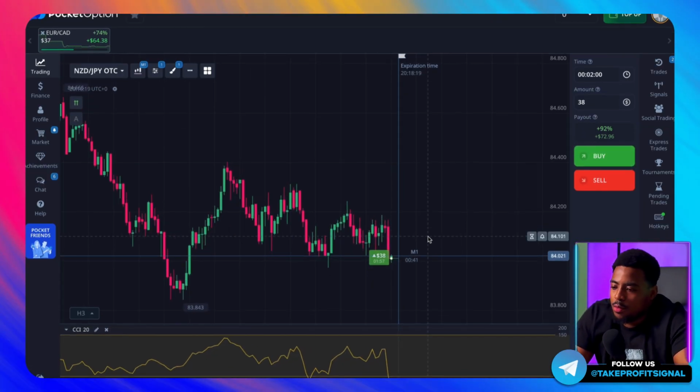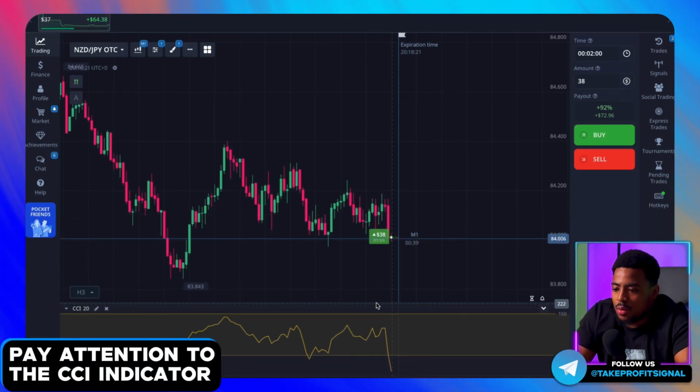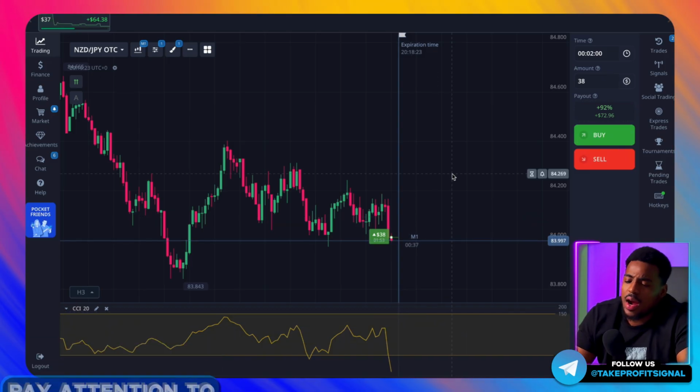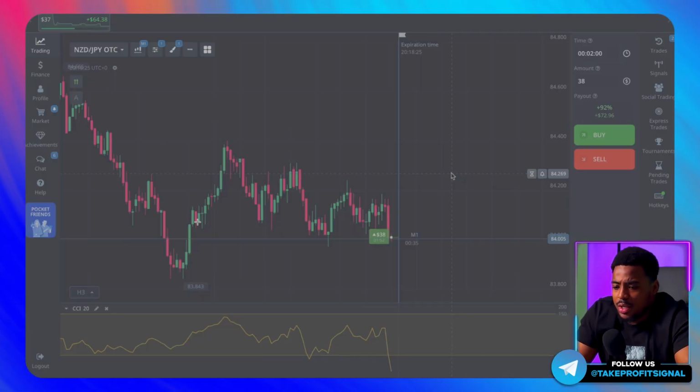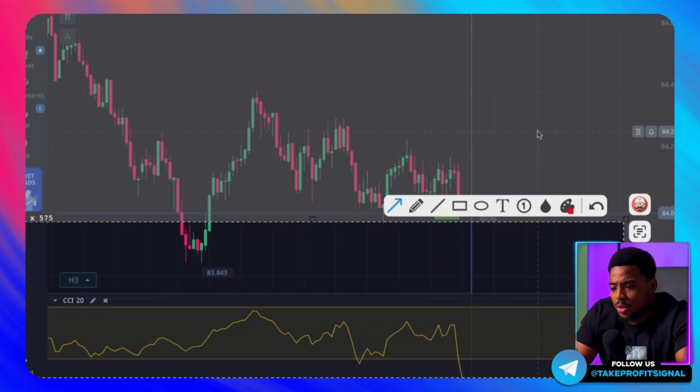Look, the first thing, we always pay attention to the SSI indicator. I will not explain what this indicator is so as not to burden you too much.